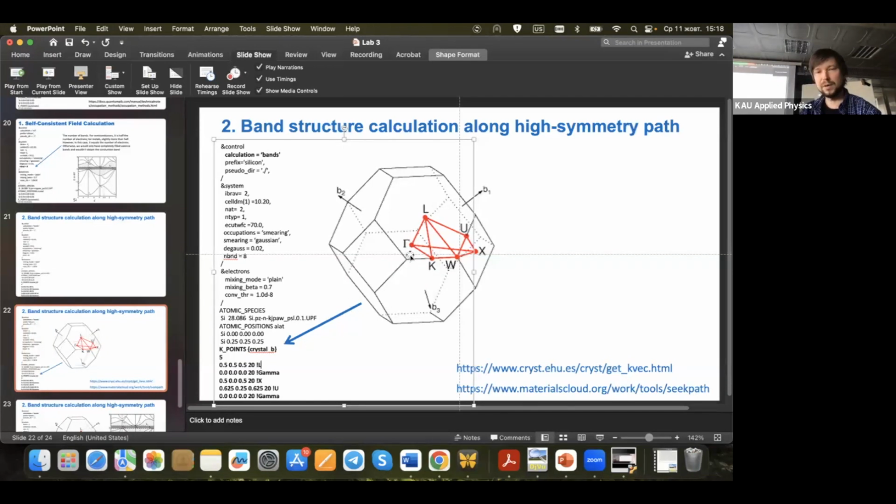Then gamma, we are going from L to gamma. Where is gamma? Here is L, and we are going to gamma. Then we are going to X here. X is the middle of the plane, the middle of this plane.